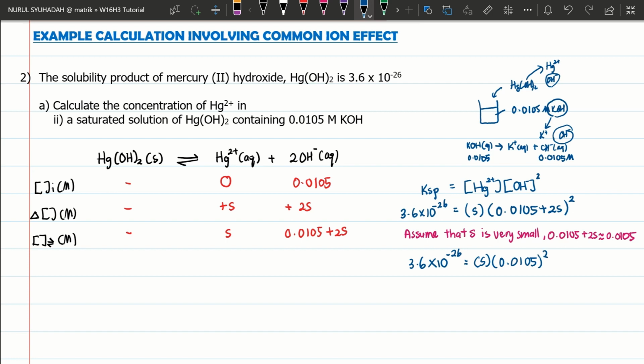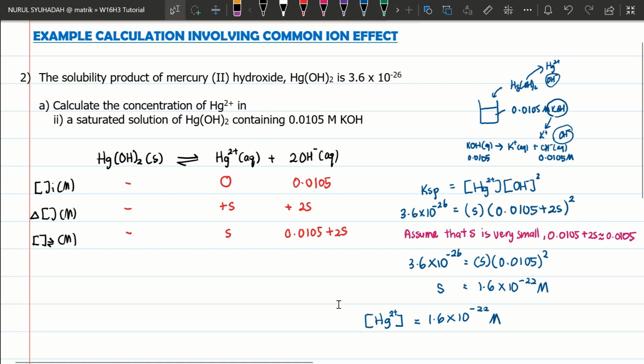So from here, kita akan dapat value of S adalah 1.6 darab 10 negatif 22 molar. Okay. Dan daripada sini, jangan lupa statement awak. Okay, kita nak cari apa tadi? We want to find concentration of Hg2+. So, concentration dia adalah sama dengan nilai S. Saya tulis balik 1.6 darab 10 negatif 22 molar. Okay. So, this is the concentration of the mercury ion inside 0.0105 molar KOH. Okay, so let's continue with the next question.